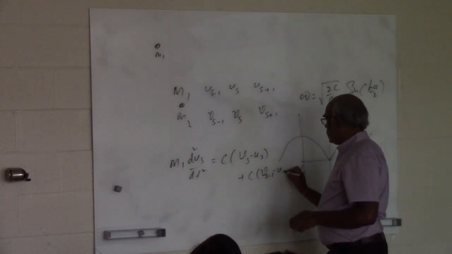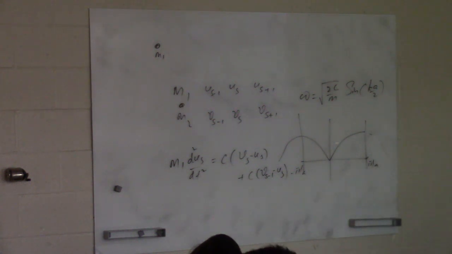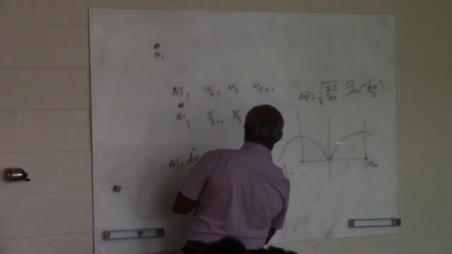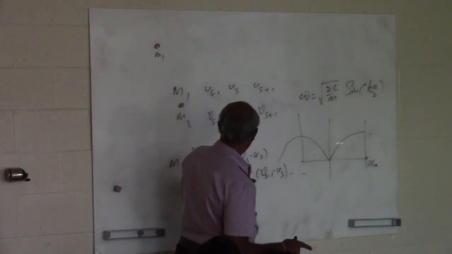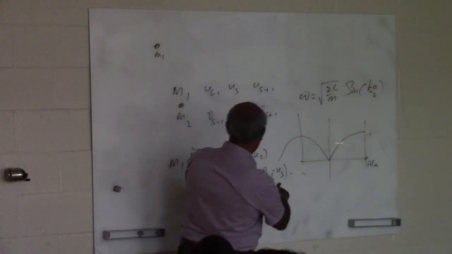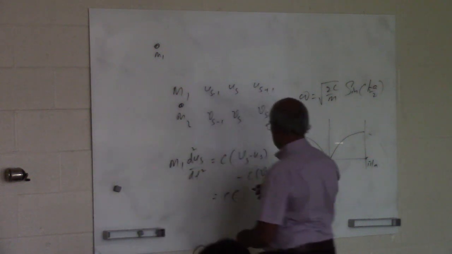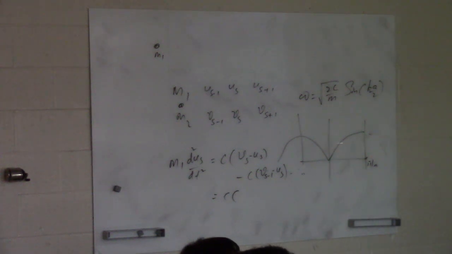Minus Us. Yes. So if you take the sum, then you can see what you get here. You have Us twice, right? Us, if this is negative. You can do this one. If you do this one, you get Vs plus Vs minus 1 minus 2 Us.